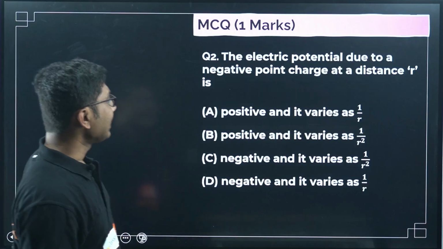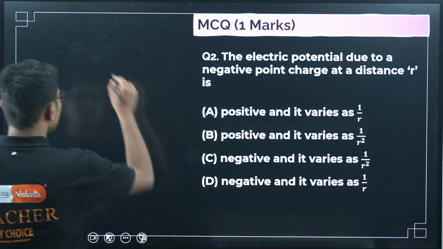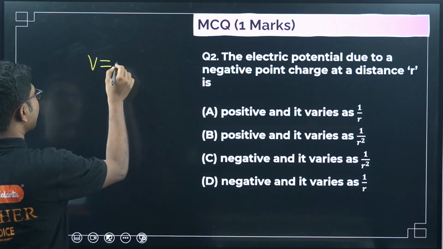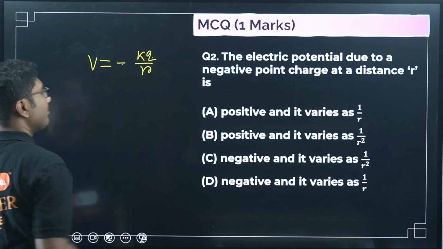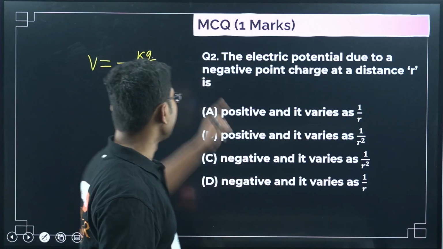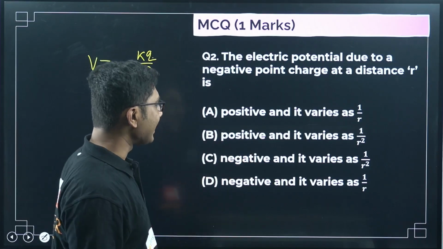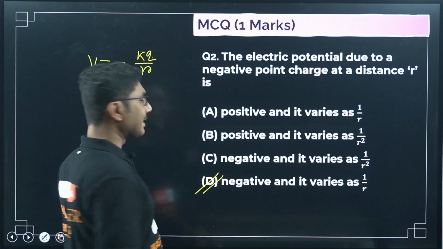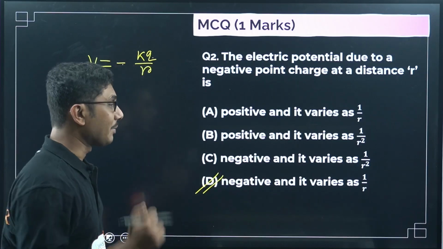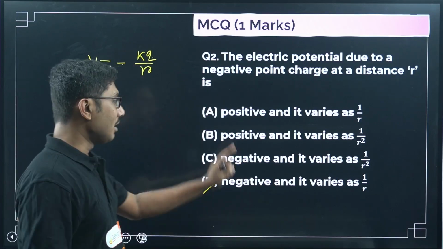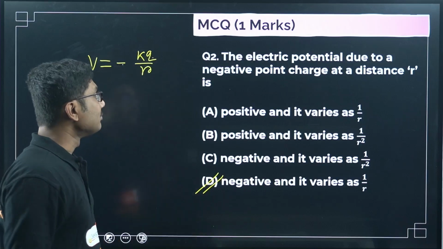Next is the electric potential due to a negative point charge at a distance r. Electric potential due to a negative charge is given by minus kq by r. This negative sign comes from the fact that q is negative. So we can say that it is negative and varies with 1 by r. This is electric potential, not electric field. Electric field varies with 1 by r square. Electric potential varies with 1 by r, and because the charge is negative, the potential will also be negative. Let's move on to the next question.